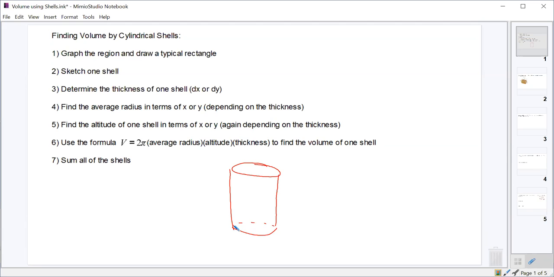2 pi r h, exactly. 2 pi r h. And then for our purposes, since we need to register how thick it is, we have to multiply it by the thickness. So 2 pi r h times the thickness should give us the volume of one of those shells. Okay.